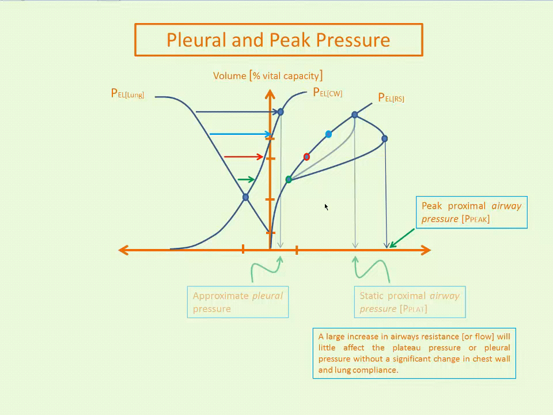So this distinction here is critical: on the ventilator you are measuring the peak pressure, and the plateau pressure at an end inspiratory hold, and these can be very different from the pleural pressure, which is the hemodynamically significant pressure.